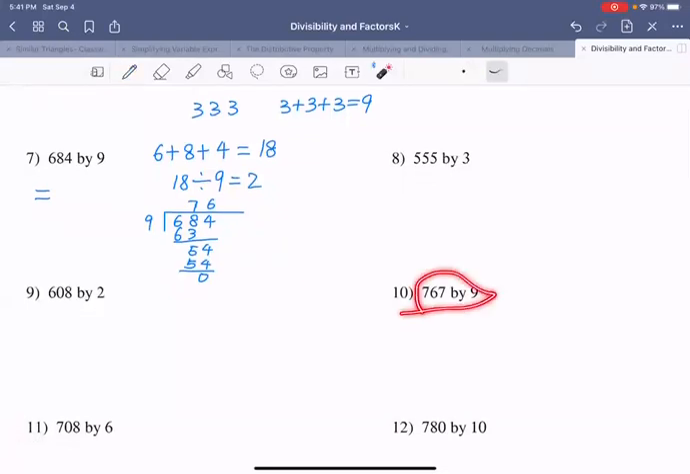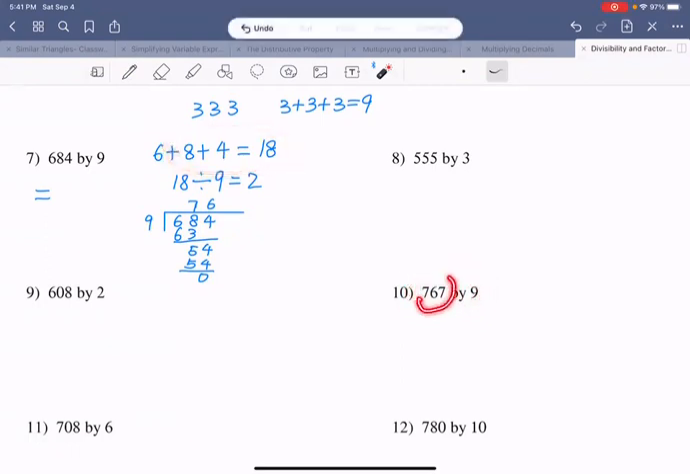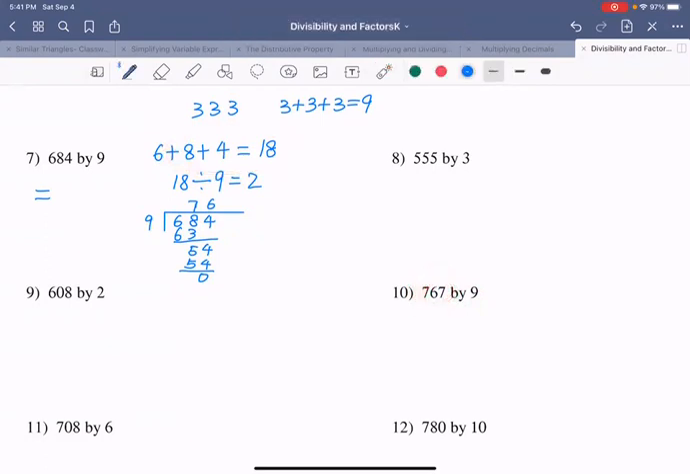Aaron, let's do this one. Based on what we learned just now, how do you tell if this guy is divisible by 9? If you add up all of the digits. So 13 plus 7 is 20. Oh, let's see if this is true. Okay. Go ahead.